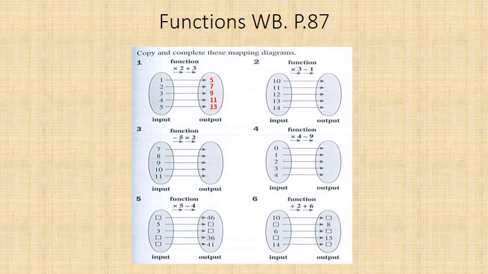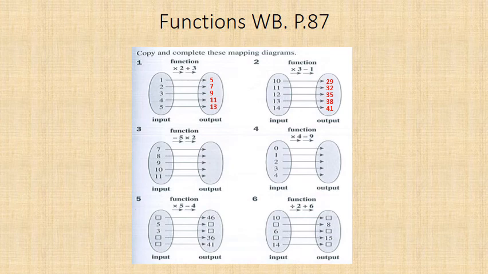10 times 3 equals 30, minus 1 equals 29. 11 times 3 equals 33, minus 1 equals 32. 12 times 3 equals 36, minus 1 equals 35. 13 times 3 equals 39, 39 minus 1 equals 38. And 14 times 3 equals 42, minus 1 equals 41.